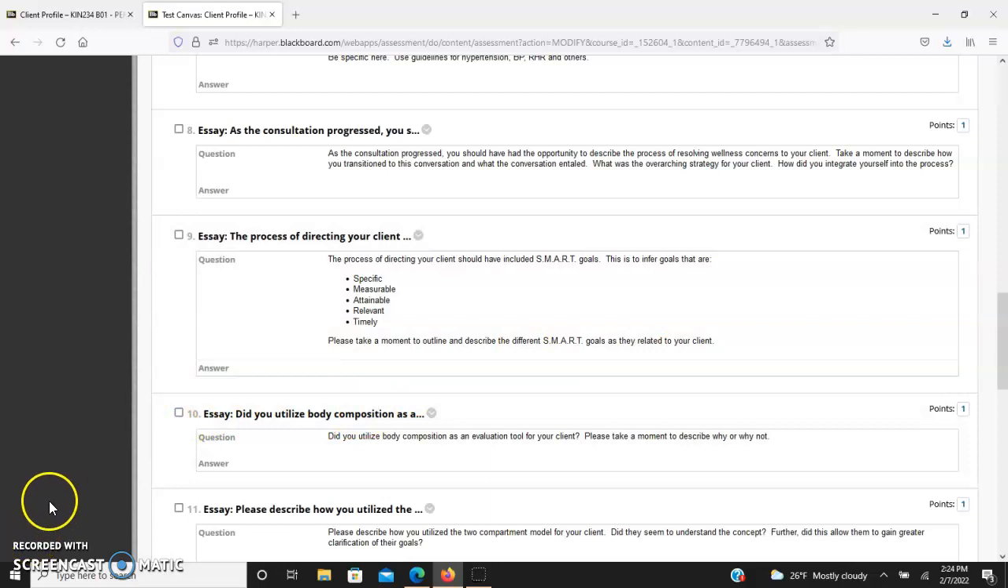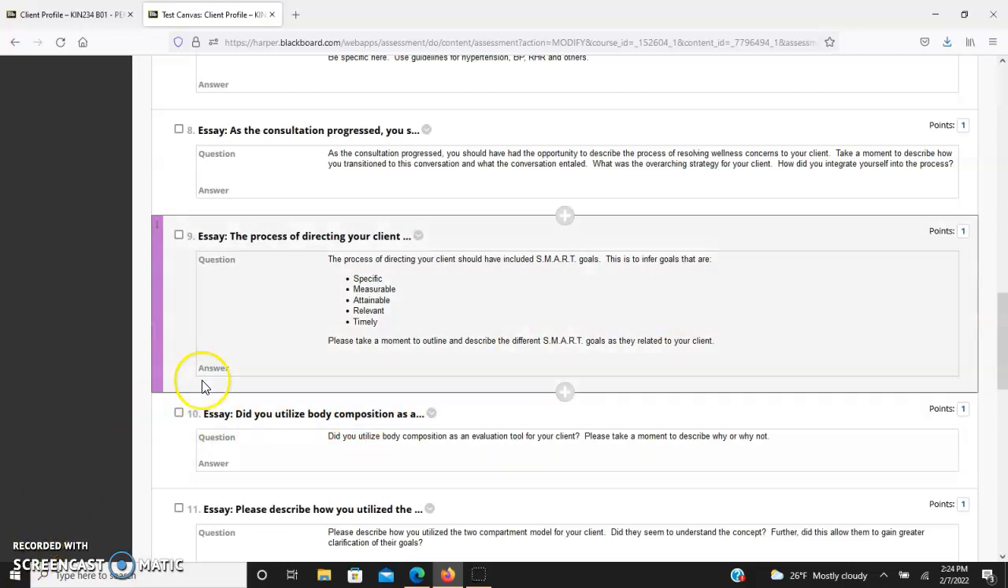And we go ahead and go to number 9. In number 9, the process should also include goals that are SMART goals, right? This is to infer that these goals are specific, measurable, attainable, relevant and timely. Now take a moment to outline these goals as they relate to your client, right?